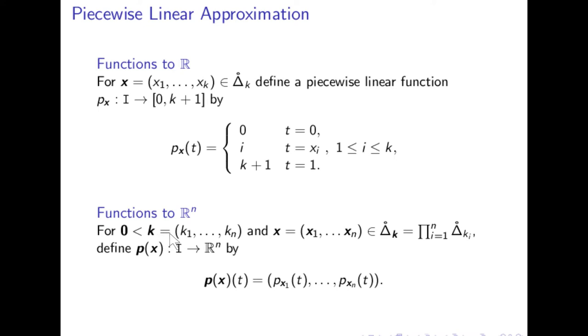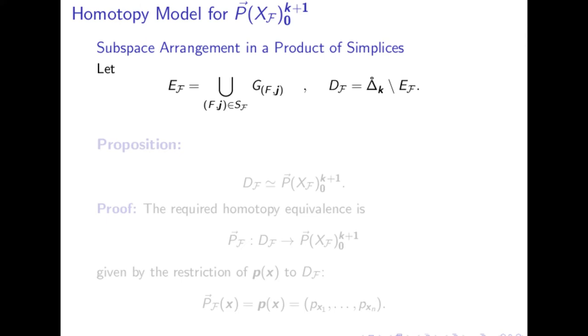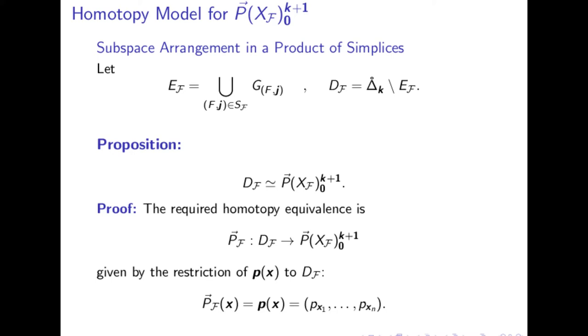And given k1 to kn and x in the product of the open simplices, we define a function from the 0, 1 interval to R^n, to be just this piecewise linear function. We will use this piecewise linear function to construct some homotopy equivalence. It is constructed as follows. We'll take the union of all these Γ_FJ, where FJ is in S_F. This will be actually our forbidden region. And we take D_F to be the complement of the forbidden region. And the claim is that this D_F is homotopy equivalent to the path space.